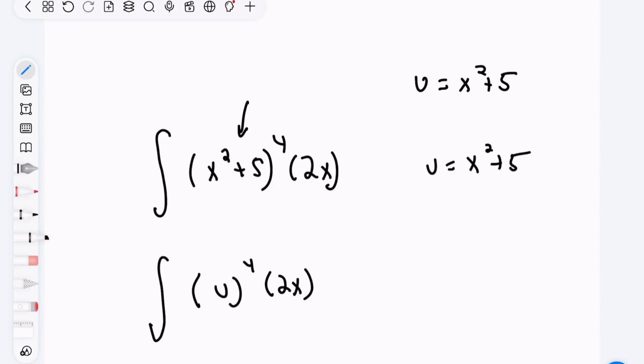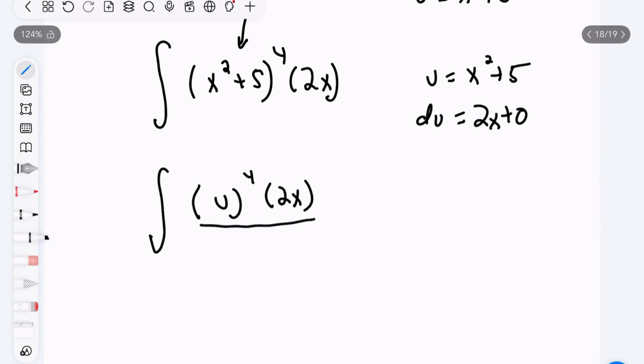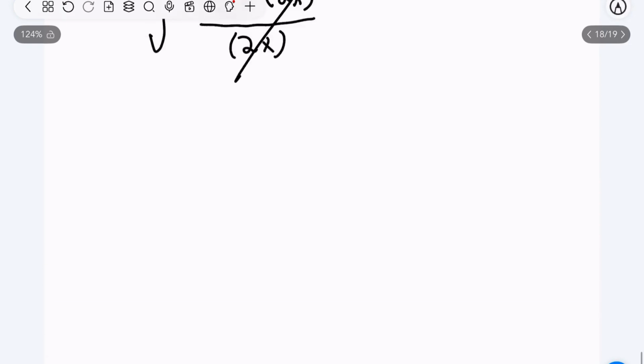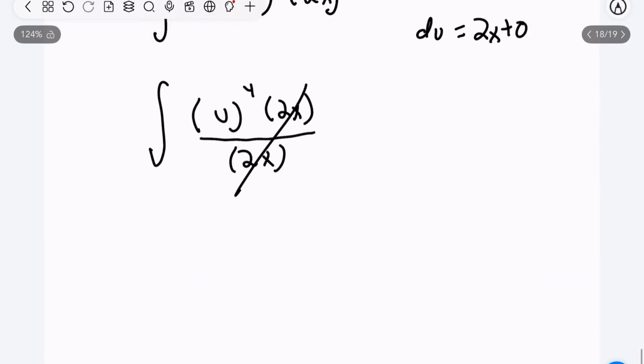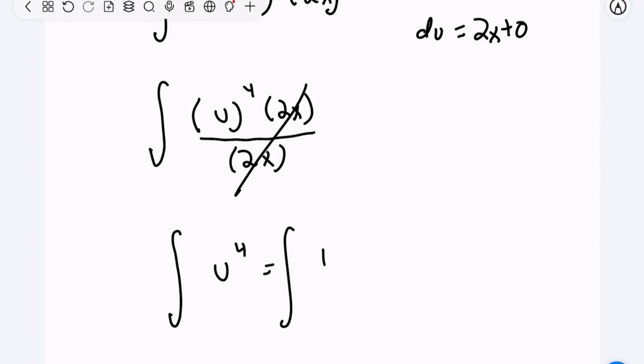Now you want to find the derivative of u. So the derivative of u, du, is equal to 2x plus 0 because the 5 is a constant. And now you divide the whole thing by that derivative, which will be 2x. You cross those off. Now you're left with the integral of u to the 4, and we know how to do integrals. So that would be u to the 5 over 5.